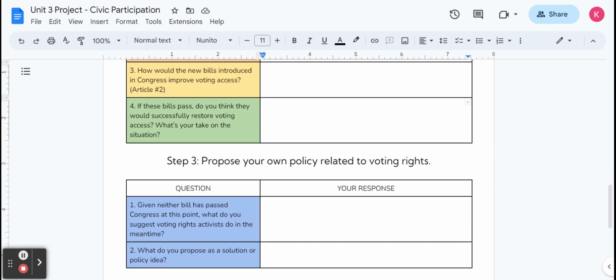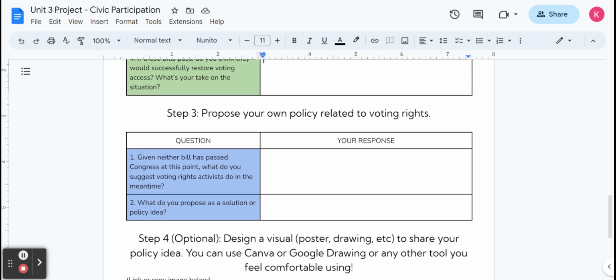The last step is to propose your own policy related to voting rights. So there's a question about, given that neither bill has passed, what do you suggest voting rights activists do in the meantime? And then what do you propose as a solution or policy idea?